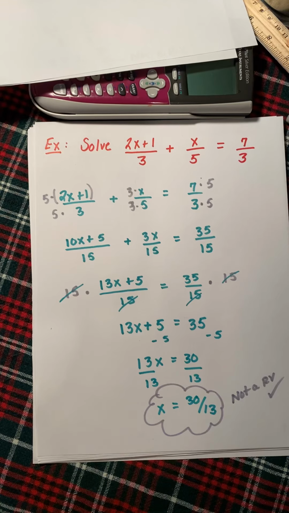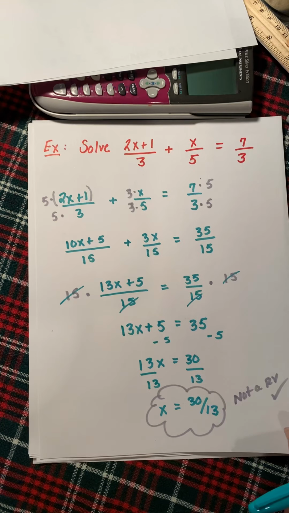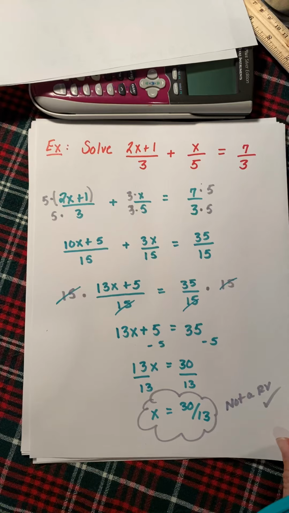30 over 13. And if you're up to the challenge, put 30 over 13 in there and actually check, show that this will work. All right, so let's take this up a notch. Let's throw some variables in the denominator.